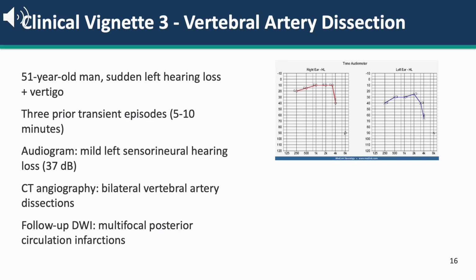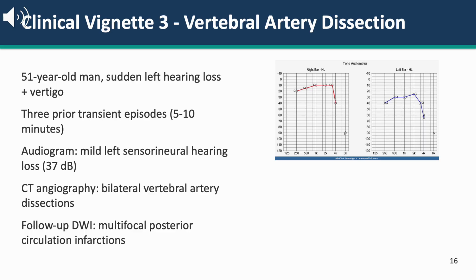Our third case is particularly instructive. A 51-year-old man presented with sudden hearing loss in his left ear, vertigo, and imbalance. Three times over the previous week, he had experienced transient hearing loss and vertigo lasting 5 to 10 minutes. He had a history of hypertension and heavy smoking. A pure tone audiogram showed mild left sensorineural hearing loss with a pure tone average of 37 decibels.